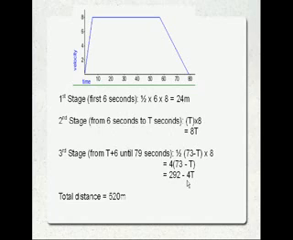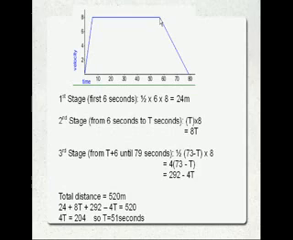And now, stage 1 plus stage 2 plus stage 3 will equal 520, the total distance covered. You just add those together, you work out what it is, you get 4t equals 204, so t equals 51 seconds. So the length of time she maintained that constant velocity was 51 seconds. So that means that for the first 6 seconds she was accelerating, for the next 51 up until 57 seconds she was maintaining that velocity, and then for the remaining 22 seconds she was decelerating.